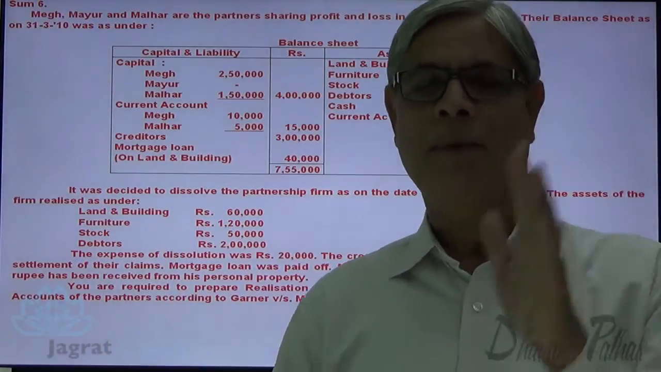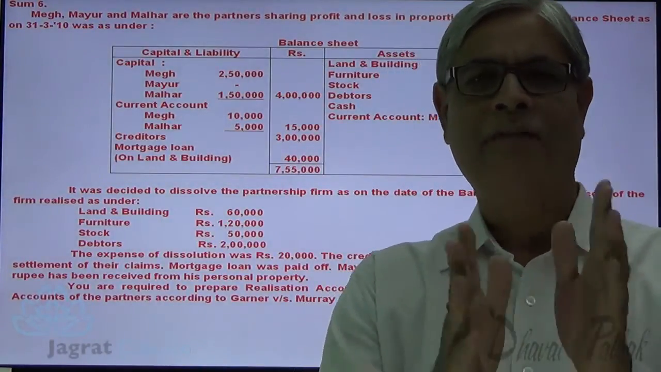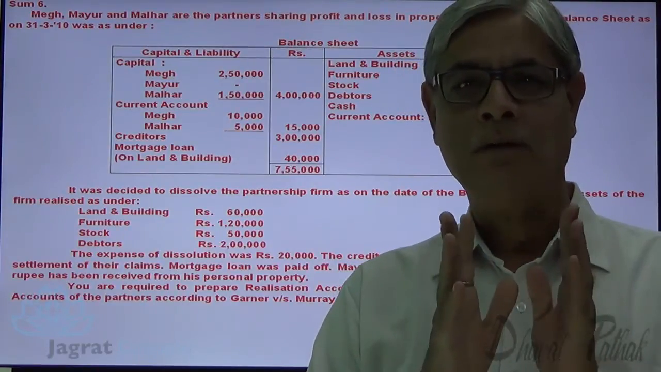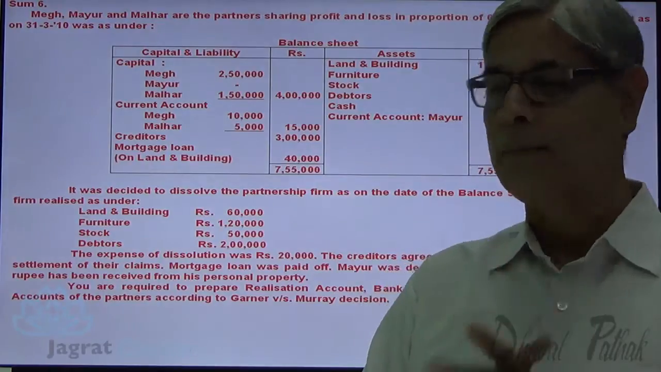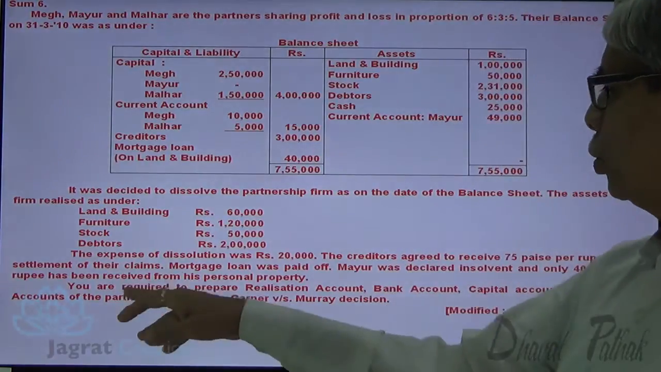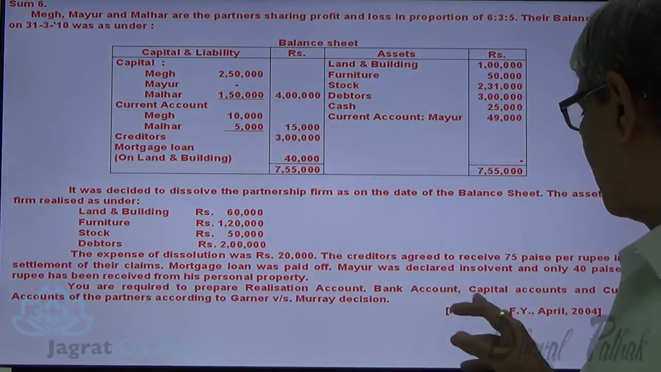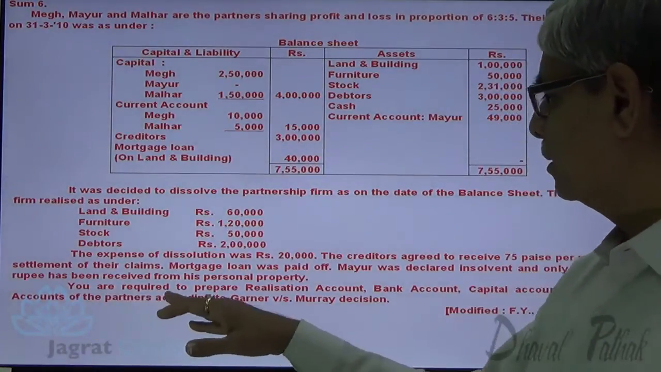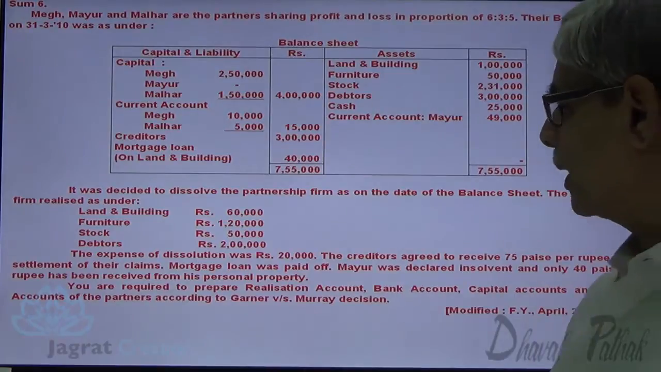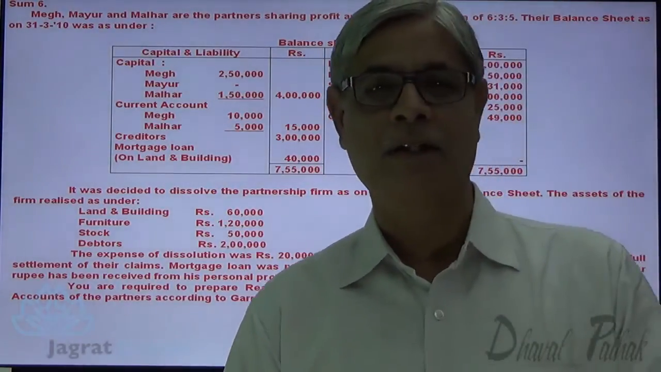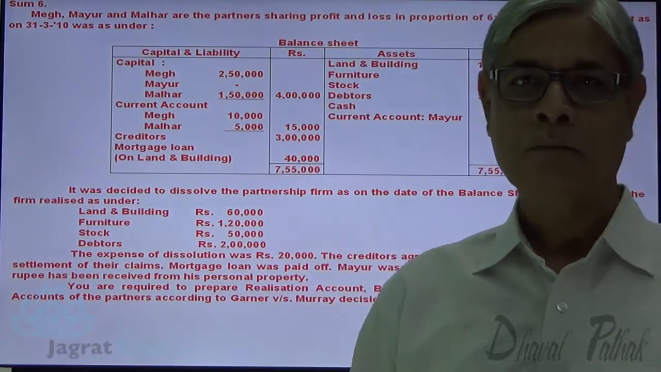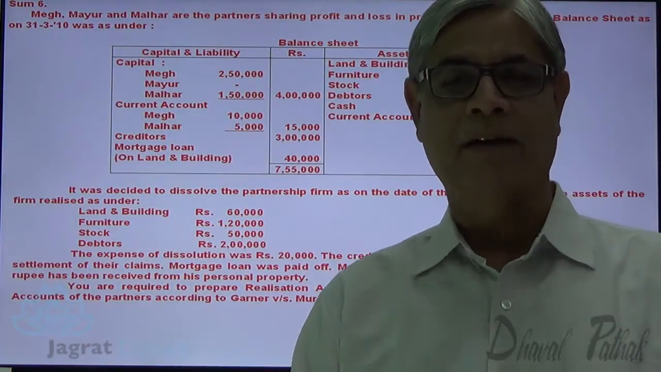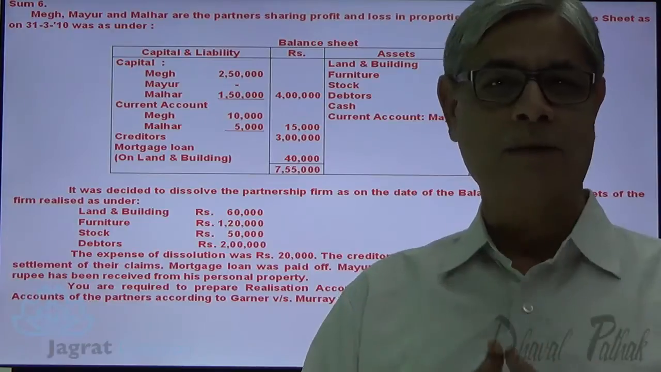Mayur was declared insolvent and only 40 paisa per rupee has been received from his personal property. Now, see, one of the partners is insolvent, and whatever the amount is due from that partner, the firm could recover only 40% thereof. You are required to prepare realization account, bank account, partners' capital account, and you are required to apply the decision of Garner versus Murray.